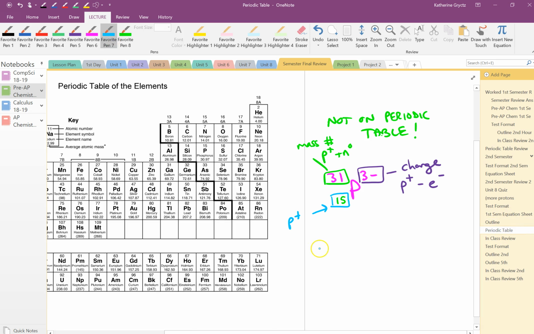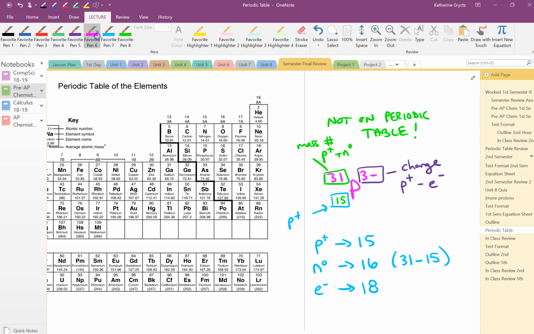you could say for P 3 negative, the protons is 15. The neutrons should be 16, because we would have to take 31 minus the 15. The 31 is the protons and the neutrons added together. And then the electrons should be 18.